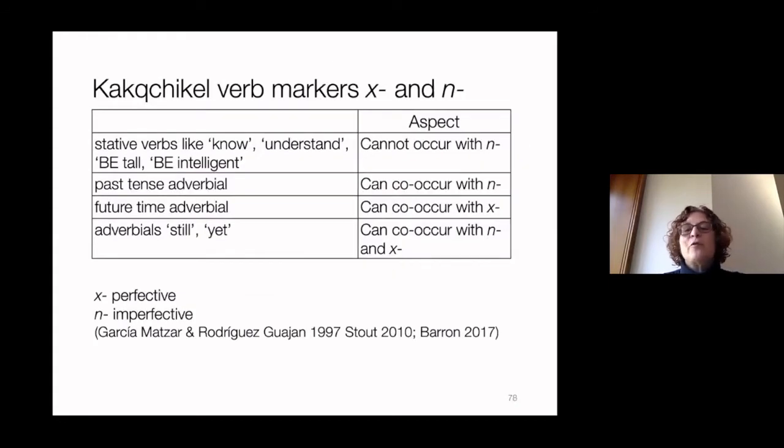The past tense adverbials cannot occur with verbs prefixed with na. Future time adverbials cannot occur with verbs prefixed with sha. And then the adverbials still and yet can occur with na and sha. So that is everything we know about aspect, and what ASIN actually uses to show that these are aspects.